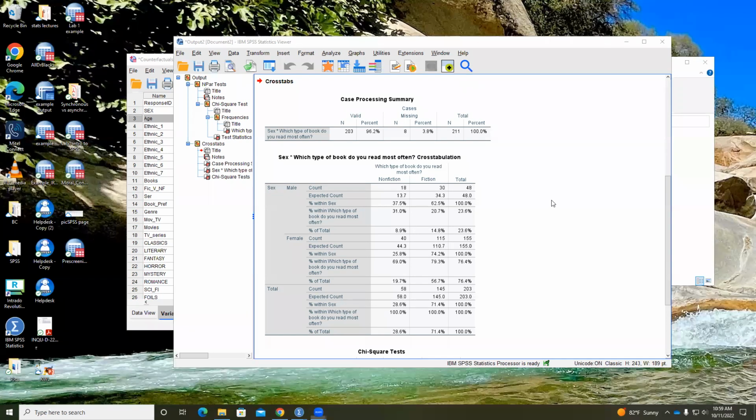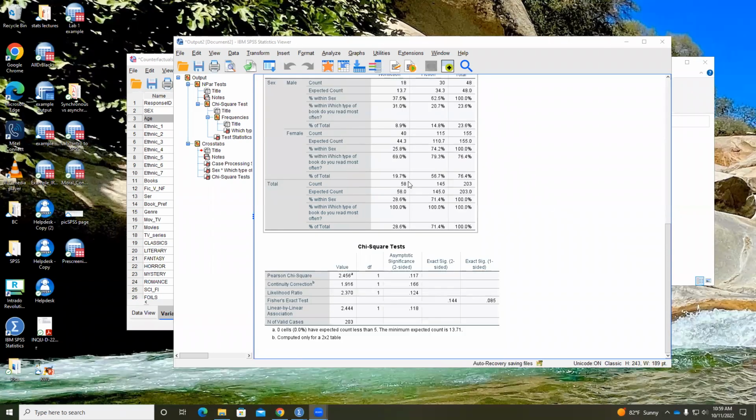Scroll down now to see whether these differences were statistically significant. Here's our Pearson's chi-square value, which is what we're going to look at, 2.456, degrees of freedom equals 1, for the two-sided test. It was not statistically significant. The p-value is greater than our alpha level of 0.05.